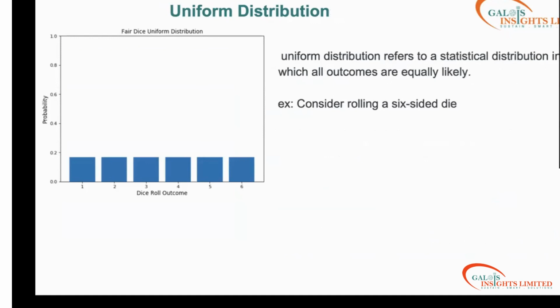One example is the uniform distribution. In the uniform distribution, all outcomes are equally likely. For instance, if you roll a 6-sided die, you have equal probability for each side to appear. If you see here, for each side we have equal probability to have a 1 or 2 or 3 and 4. This is an example of a uniform distribution.